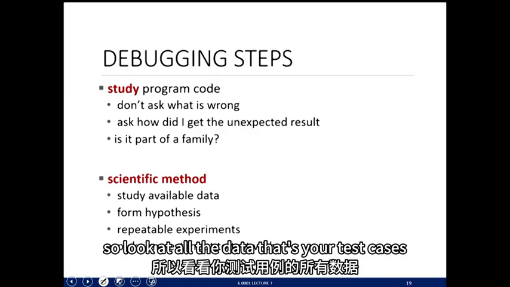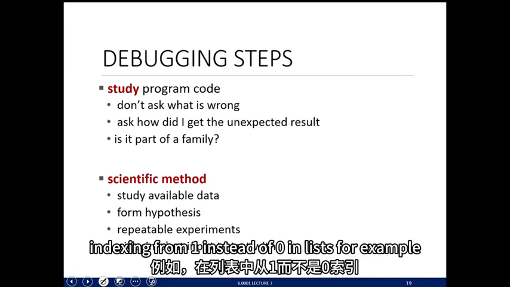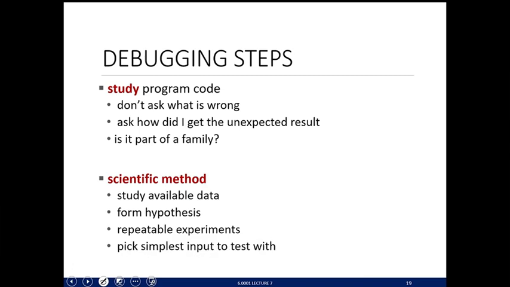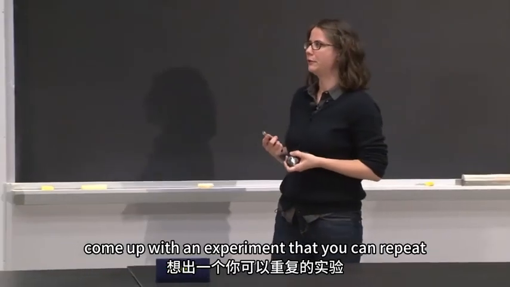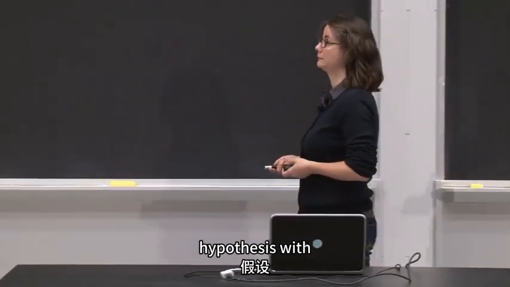So look at all the data, that's your test cases, figure out a hypothesis, maybe say, oh, maybe I'm indexing from 1 instead of 0 in lists, for example. Come up with an experiment that you can repeat, and then pick a simple test case that you can test your hypothesis with.